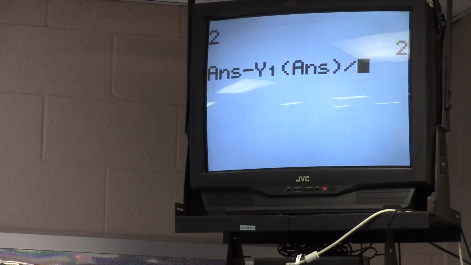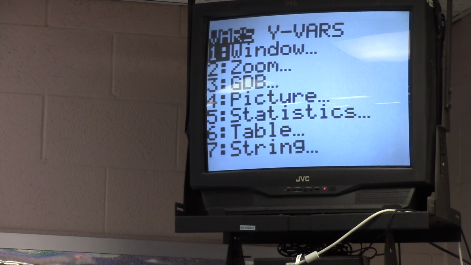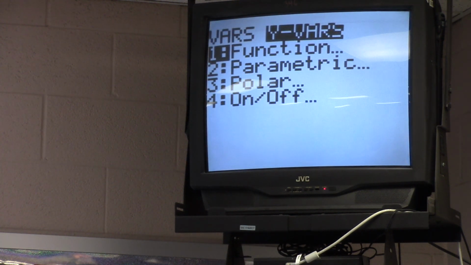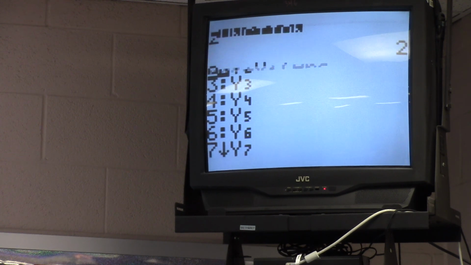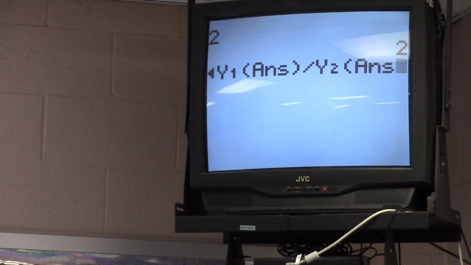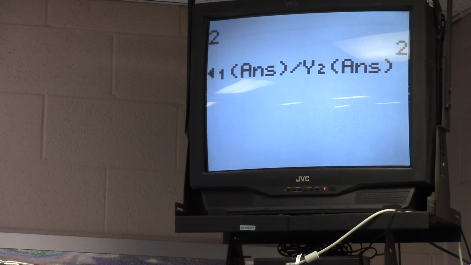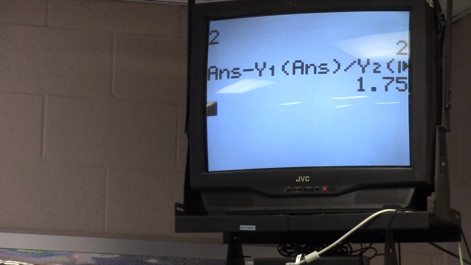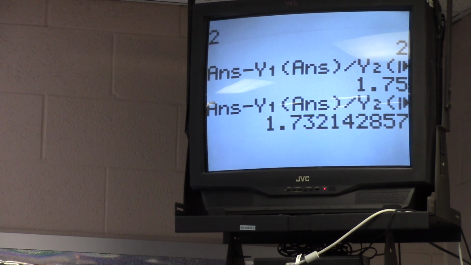And then divided by, what am I supposed to divide by? The derivative, which is y2. So you hit Vars, Y-Vars, Function, y2 of the answer. And that is an expression which should, bam, give us 1.75, that's 7/4. Yeah? Okay, cool. What if I hit it again? What am I going to get? Hopefully I'm going to get 97.